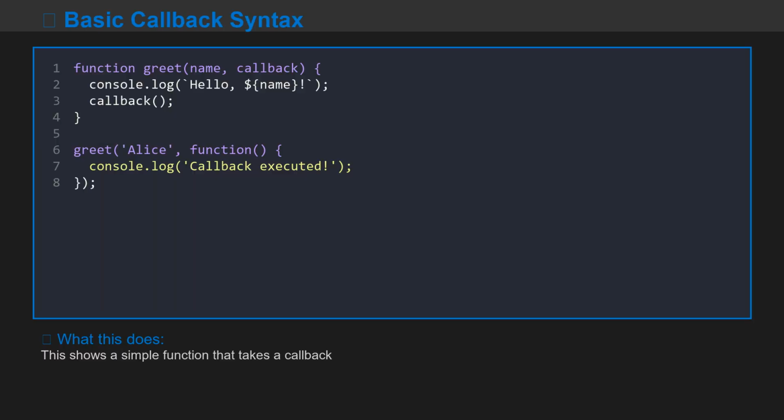Now let's look at the basic syntax of callbacks. Here on your screen, you can see a function called greet that takes two parameters, name and callback. Inside the function, we first log a greeting message, then we execute the callback function. When we call greet, we pass Alice as the name and an anonymous function as the callback. The callback gets executed after the greeting message is logged.